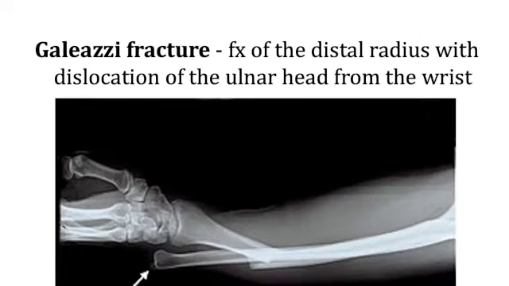This is a Galeazzi fracture. What we're looking at here is a fracture of the distal radius with dislocation of the ulnar head from the wrist. Again, you have to have both signs present in order to diagnose this as a Galeazzi fracture. This is the textbook definition of a Galeazzi fracture, but both of those qualifications have to be met.